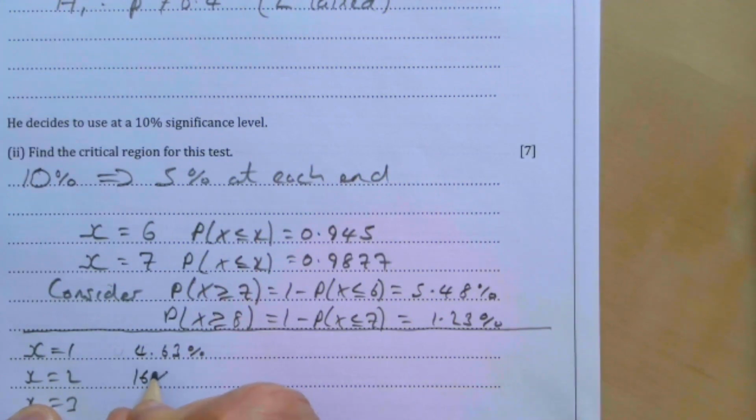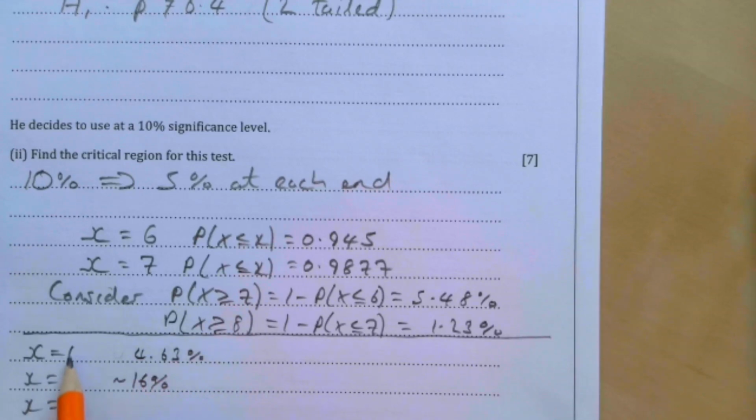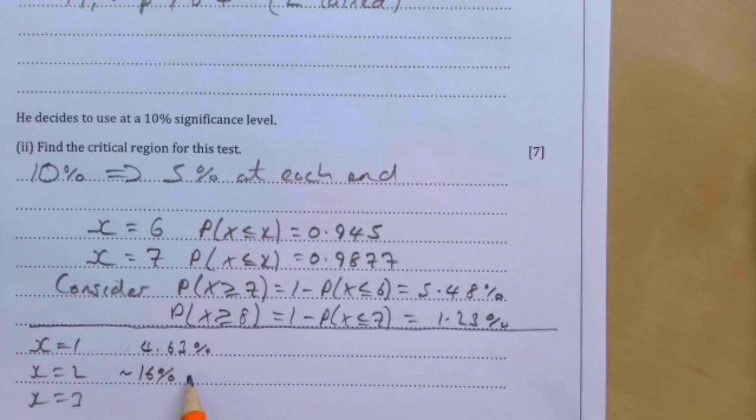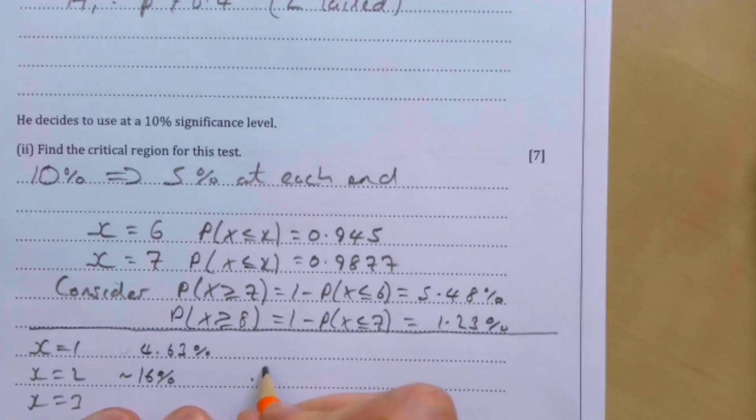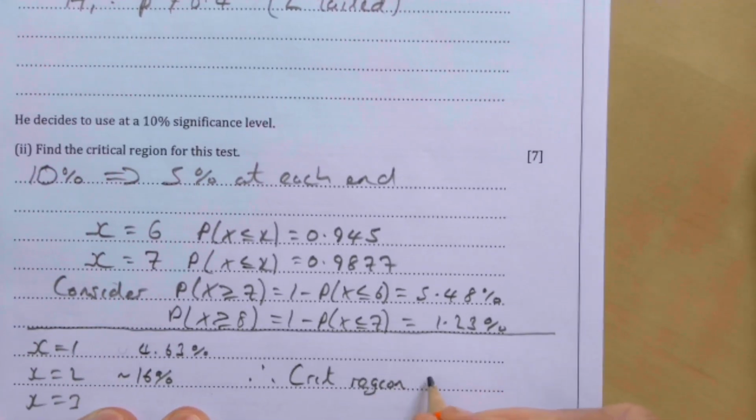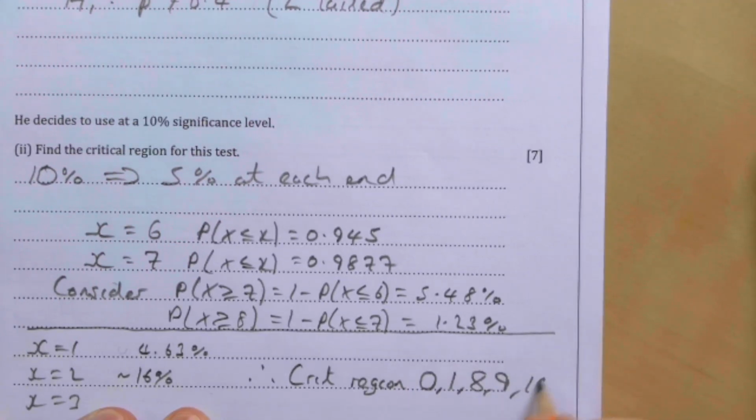So obviously the 1 is indeed in the critical region, 0 is going to be in the critical region, and then 2 onwards isn't going to be. So 2, 3, 4, 5, 6 and 7 aren't in the critical region. Therefore, the critical region is 0, 1, 8, 9 and 10.